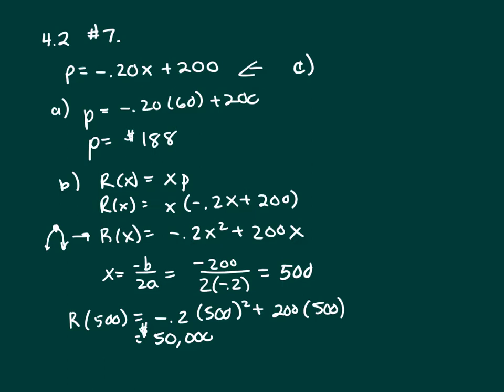Well, to find price, you have to give it an X value, and they want it to be the price where you maximize revenue. And how much was the number of units that maximize revenue? 500. So plug in 500, so that's negative 0.2 times 500 plus 200. So your price will be negative 0.2 times 500 plus 200. Your price is going to be $100.